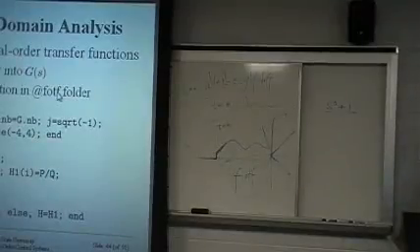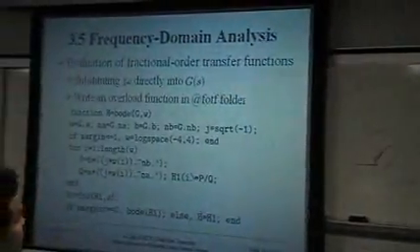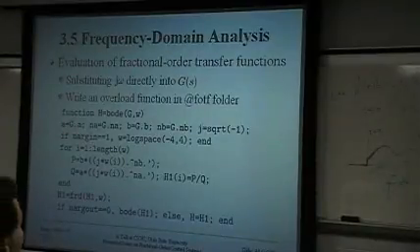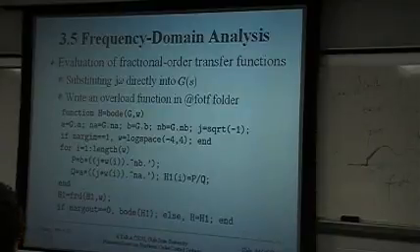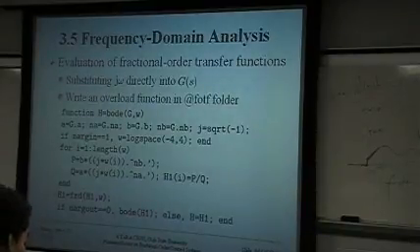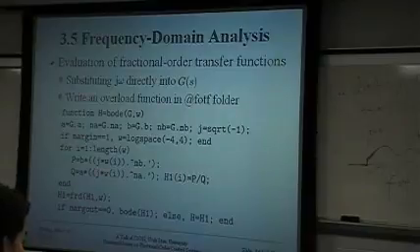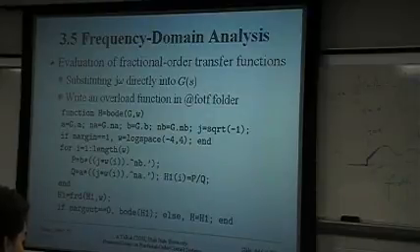Now let's consider the frequency domain analysis. Suppose we already have a transfer function G(s). If we create a vector omega, multiply it by j, and substitute it back into the transfer function, we may get exact values for the transfer function, which are the frequency domain response of the system.